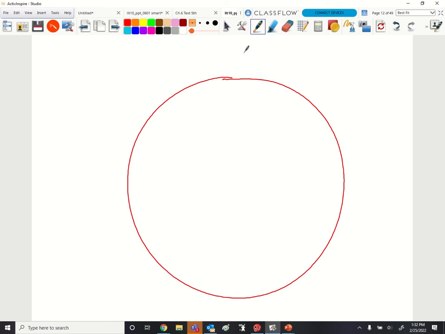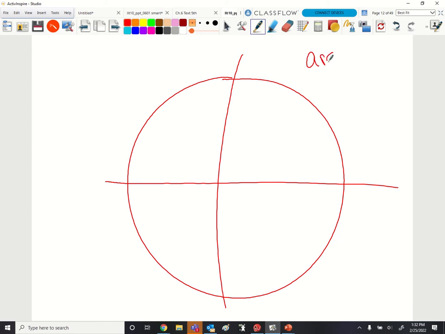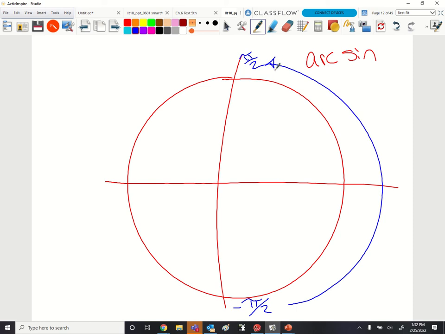So, right here we have our unit circle. There's my unit circle. That's a good circle. Now, with the unit circle, for arc sine we're only going to be dealing with values between pi over 2 and negative pi over 2. So it's only from here to here. That means this is going to be quadrant 1 and quadrant 4.